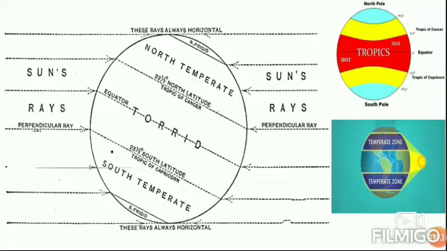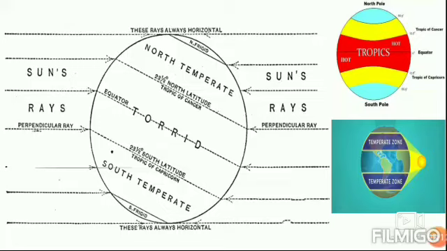Now the last one, that is the Frigid Zone. The Frigid Zone lies between the Arctic Circle and the North Pole in the north, known as the North Frigid Zone, and between the Antarctic Circle and the South Pole in the south, known as the South Frigid Zone. This zone is also known as the polar region, since it receives the slanting rays of the sun, and the temperature is extremely low throughout the year.